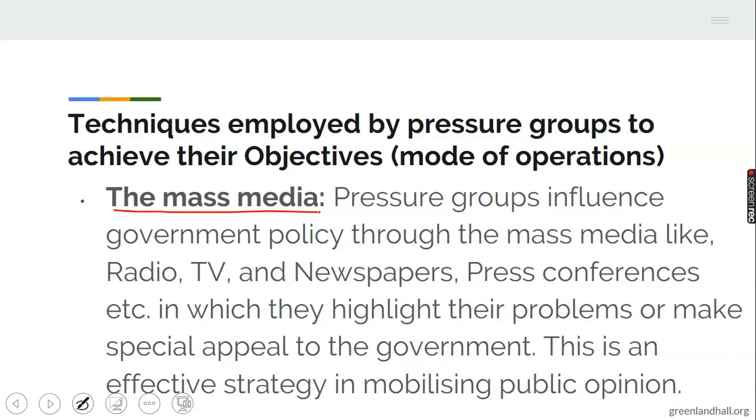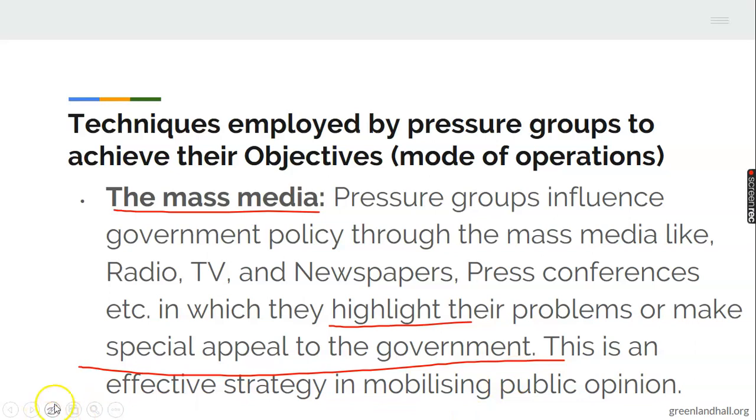Press conferences like that too, in which they highlight their problems or make special appeal to the government through these mediums. This is an effective strategy in mobilizing public opinion. They use this mass media altogether to do what? To highlight their problems and to make special appeal to the government.